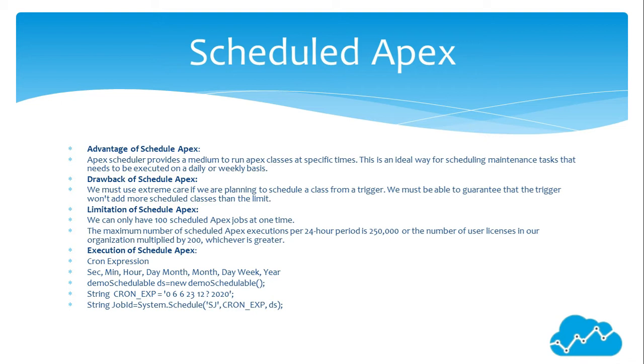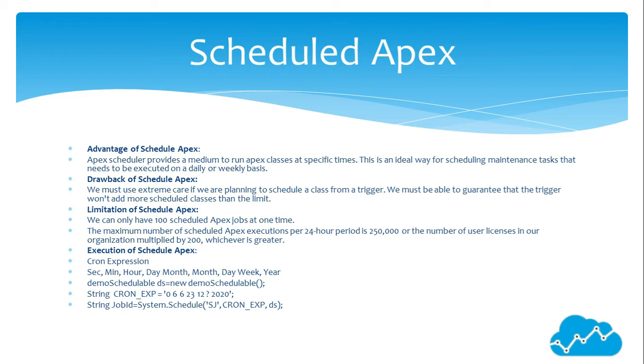Drawback of Schedule Apex: we must use extreme care. If we are planning to schedule a class from a trigger, we must be able to guarantee that the trigger won't add more scheduled classes than the limitation of Scheduled Apex. We can only have 100 scheduled Apex jobs at one time. The maximum number of scheduled Apex executions per 24 hour period is 250,000, or the number of user licenses in our organization multiplied by 200, whichever is greater.